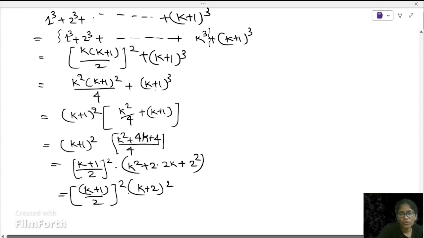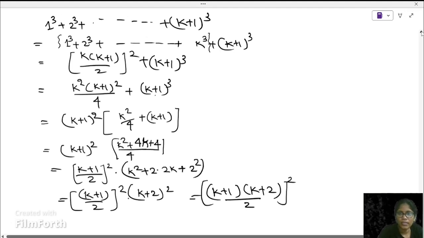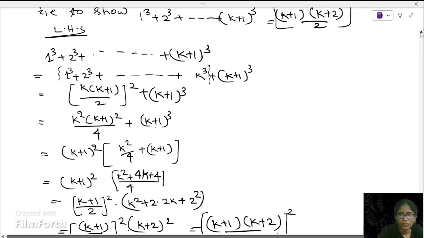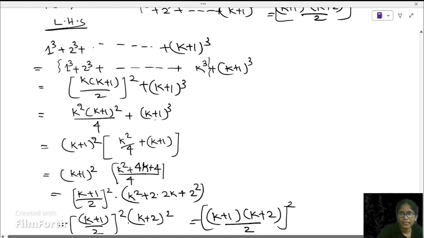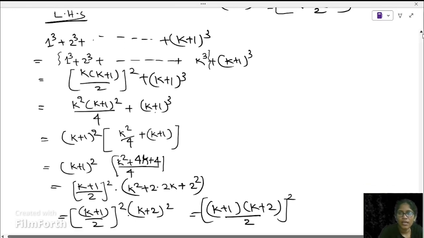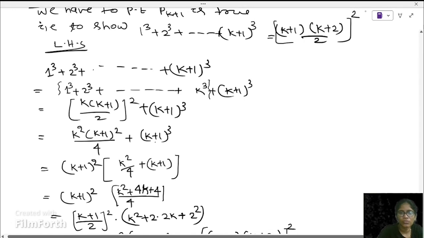A plus b whole square form. That's equal to k plus 1 into k plus 2 by 2 its whole square, which was our right hand side. Yes or no? K plus 1 into k plus 2 by 2 whole square.